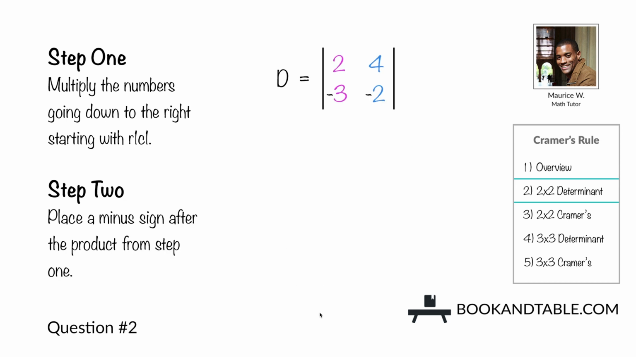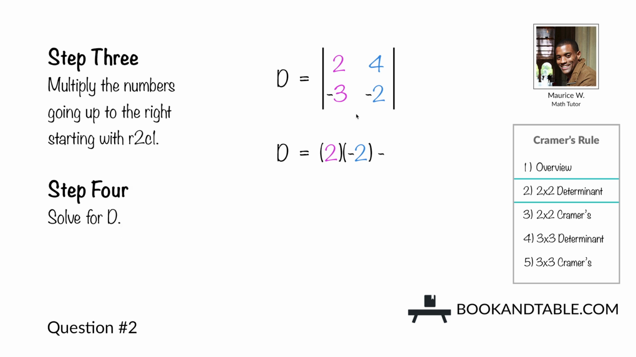Question number 2. Step 1, multiply the numbers going down to the right, starting with row 1, column 1. So that means we're multiplying 2 times negative 2. And then step 2, we want to place a minus sign after the product from step 1. And now step 3, we want to multiply the numbers going up to the right, starting with the second row, column 1. So that would be negative 3. And if we're multiplying going up to the right, that means we're multiplying negative 3 times 4.